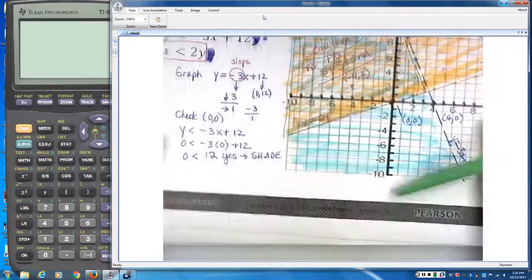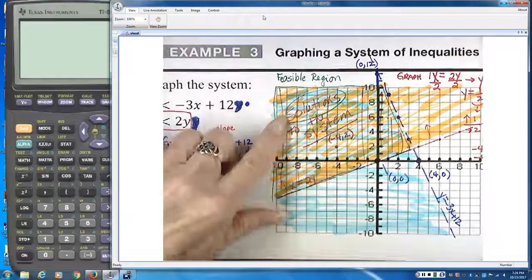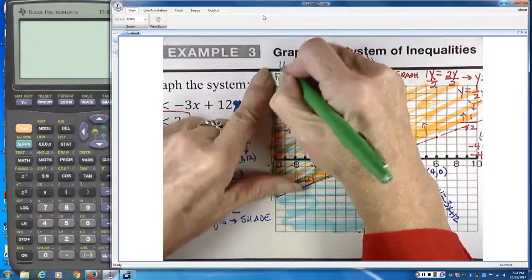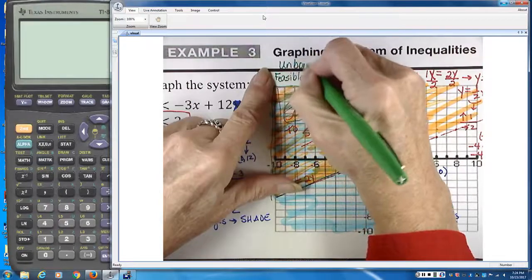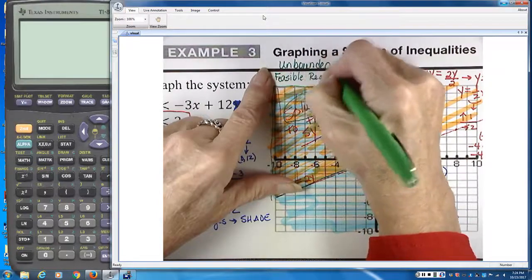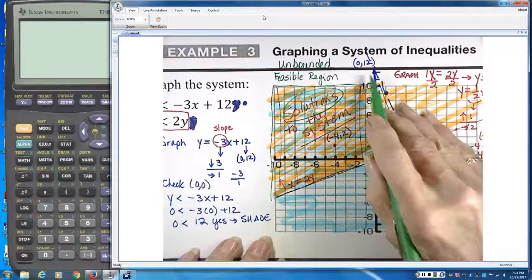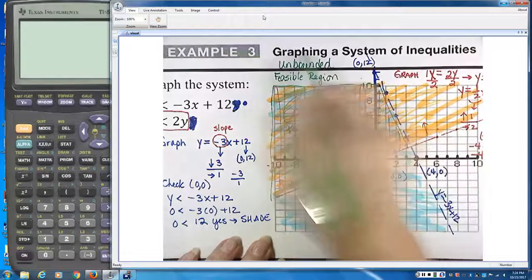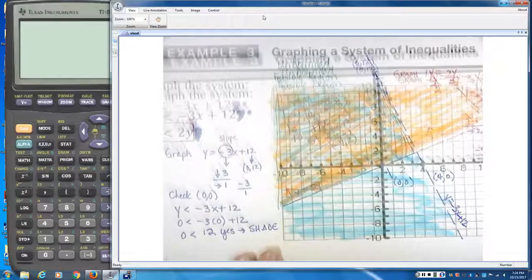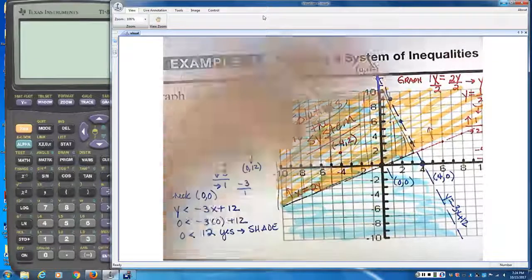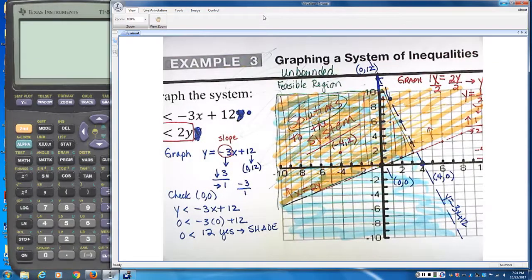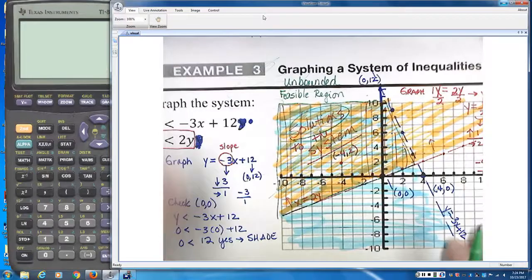And this first example that we did, this is also an unbounded feasible region, because even though it's got a boundary here and here, it continues on in that direction. It keeps going on forever, so it doesn't close off. It's not an enclosed area. Bounded means it's actually enclosed.